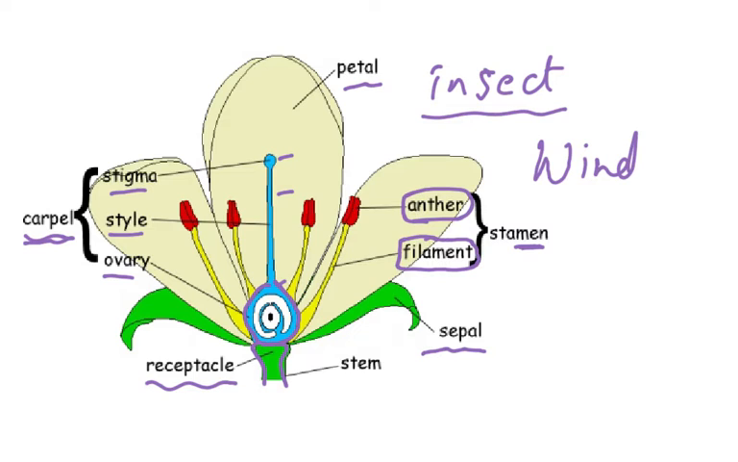And inside the ovary, what we're going to have is the ovule. Could be one, could be many. And the ovule will finally become the seed, and the ovary will actually become the fruit.